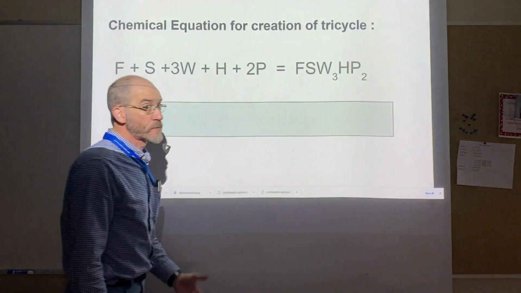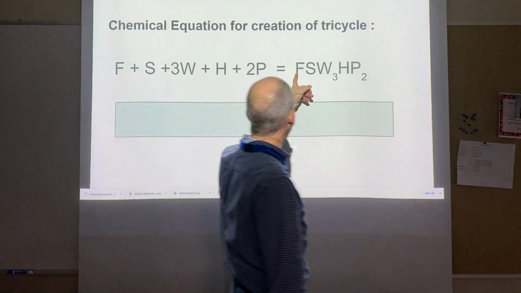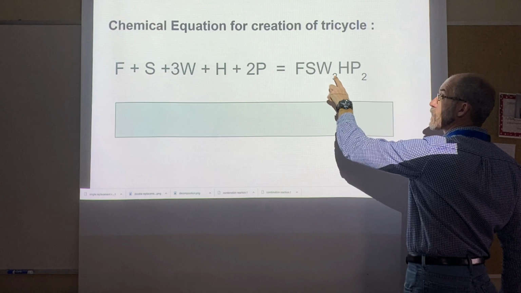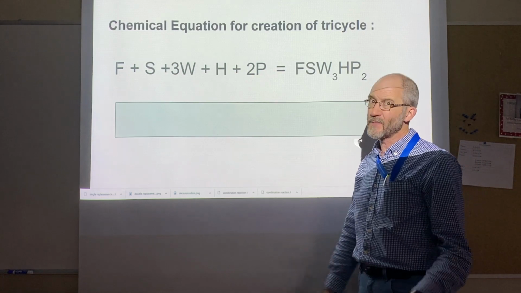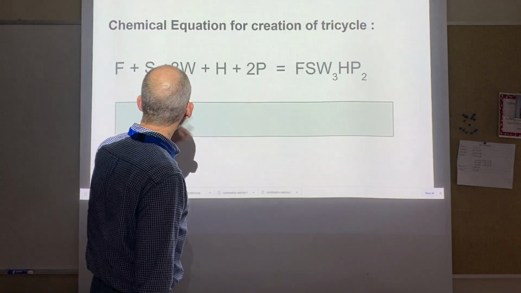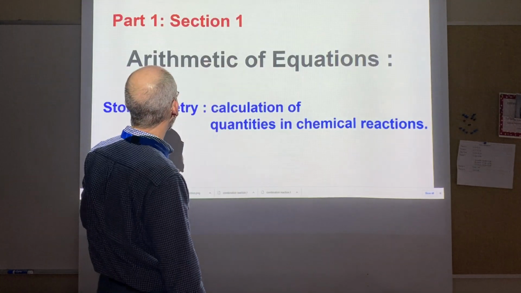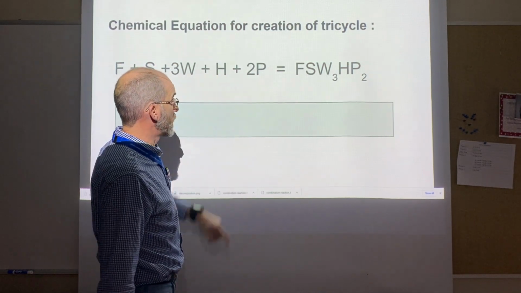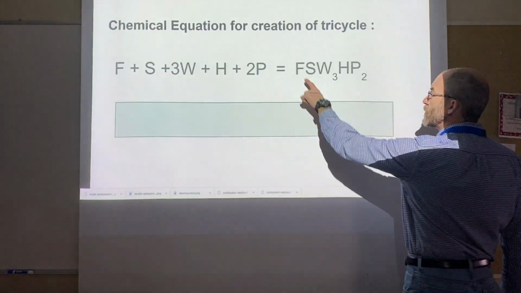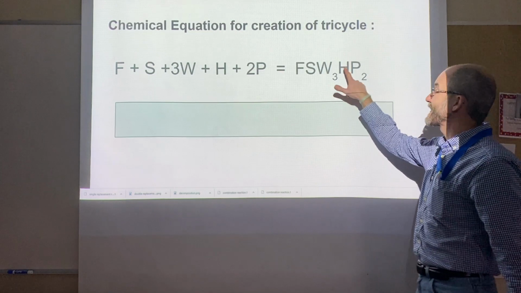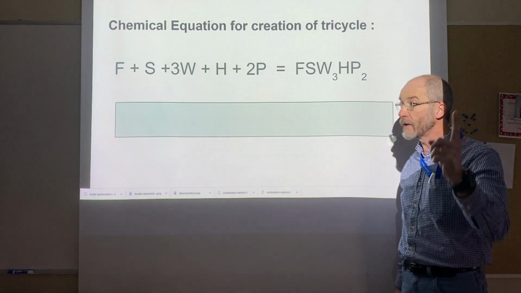So according to them, which makes sense, you have F plus S plus 3W plus H plus 2P equals FSW3HP2, and you know that these are subscripts, so that means you have 3 of these and 2 of those. Before you get too confused, it's pretty simple. You have one frame, one seat, 3 wheels, 1 handlebar and 2 pedals. That's not very difficult to ascertain. Well, what does that give you? It gives you FSW3HP2. So what is this? That is the chemical formula for one tricycle.